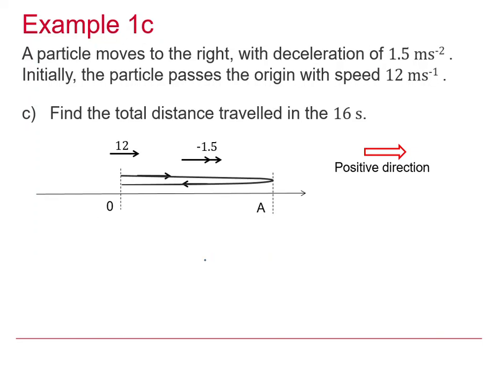Now finally, the total distance travelled in the 16 seconds. Well, again we're going to be saying that we've got an out and return trip. We don't know how far out we've gone. If we ask for the displacement when t equals 16, then that's not really going to be much help to us, because we know that we're back where we started. S will be 0. What we really need is to find the displacement at this end.